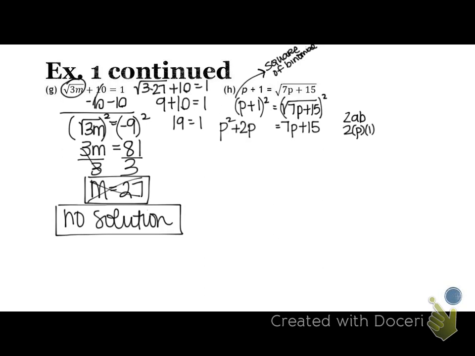And then how do we find our third term? We squared the first term. We've done 2ab for the middle term. And now we square the second term, which is 1. So 1 squared equals 1.